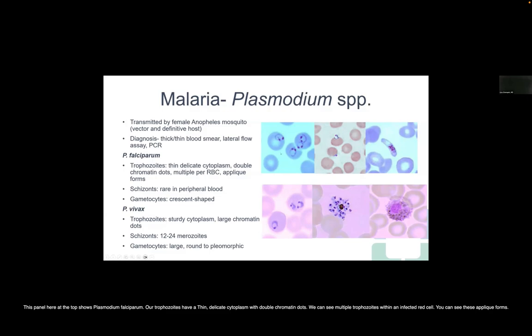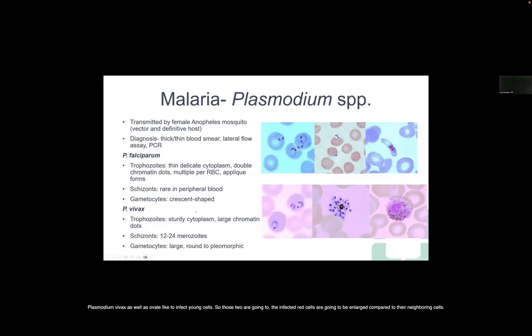Our trophozoites have a thin, delicate cytoplasm with double chromatin dots. We can see multiple trophozoites within an infected red cell. You can see these applique forms. And then remember, the gametocyte is banana-shaped, and this is intracellular. It's taking up the whole space of the red cell.